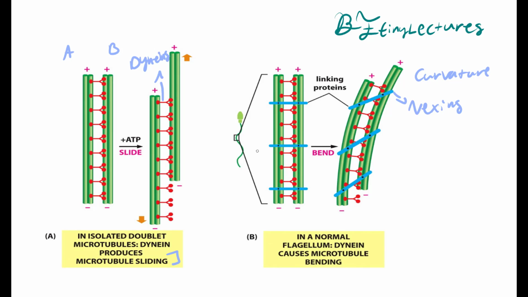So if you were to inject a toxin that dissolved the linking proteins, then you can predict that the sperm, in this example, would not be able to move, because the linking proteins are what allow the microtubules to do a curvature. So in a normal flagellum, dynein causes microtubule bending, and it is these linking proteins that stabilize the microtubules. Without them, these bending microtubules would break apart and would not be stable.